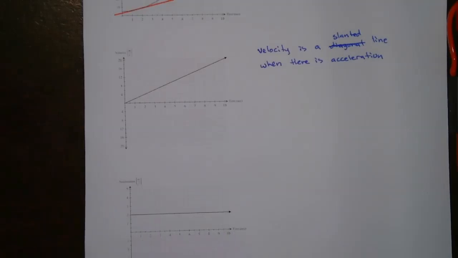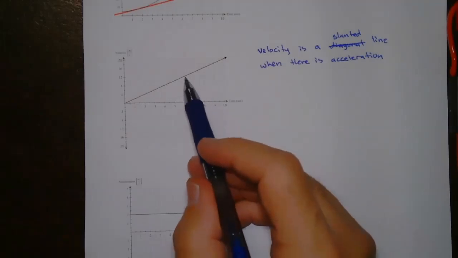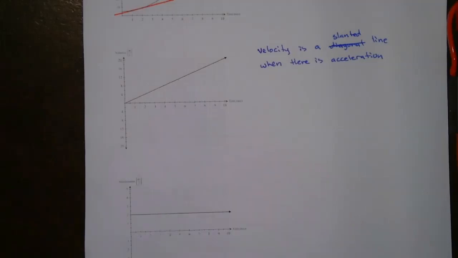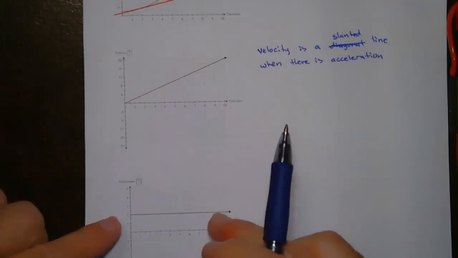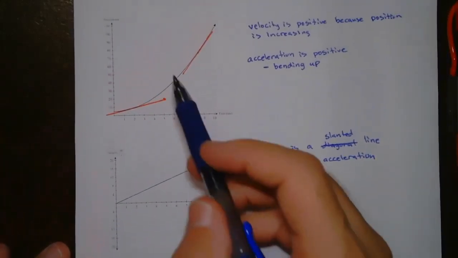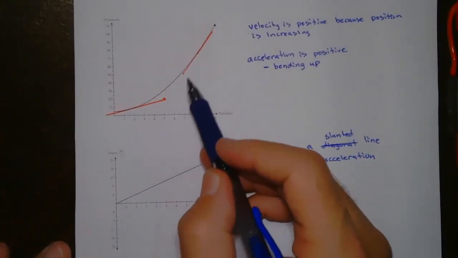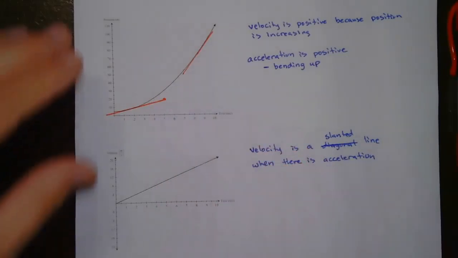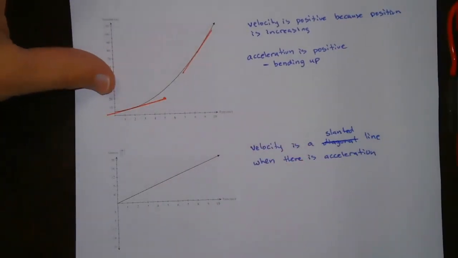What we were dealing with last week was all the accelerations were zero, and that's why these lines were horizontal. But when you have an acceleration, that's causing this position graph back up here to be curving. All right, let's go to the next page.